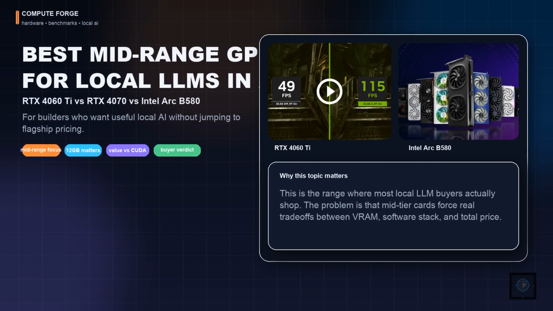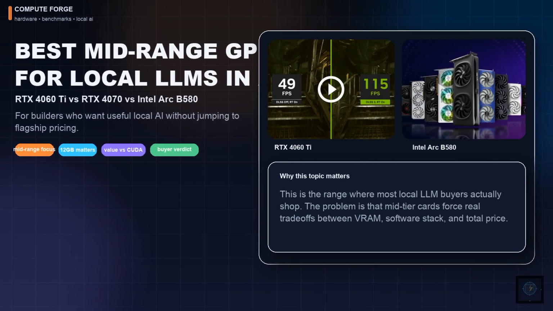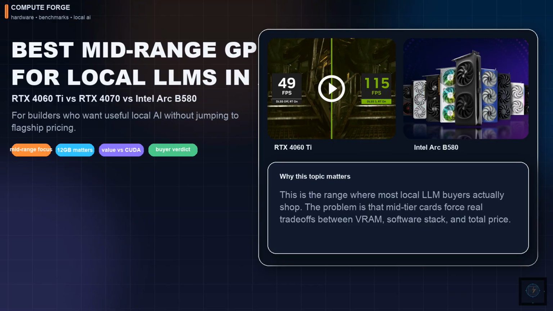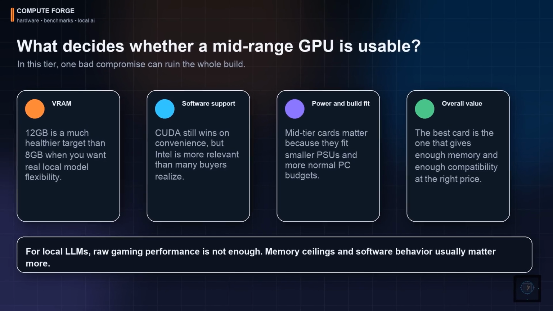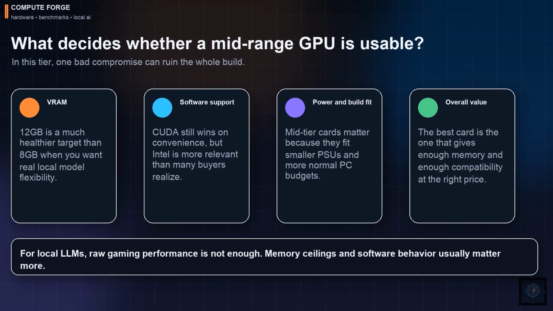If you want to run LLMs locally without jumping straight to expensive flagship GPUs, the mid-range market is where things get interesting. This is the part of the market where most people actually shop. You want enough VRAM to run useful local models, enough software support to avoid headaches, and enough value that the system still makes sense as a real PC build.